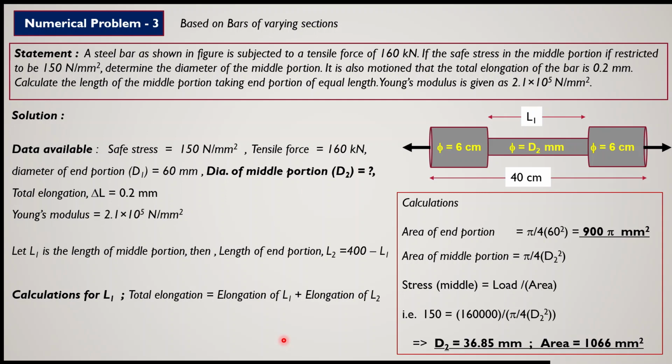So here you can use the formula of elongation, that means delta L. How to find out delta L? Basically the formula for delta L is PL upon AE. Here L1 for this portion, A1 area of cross section, L2 total length of the end portion, and its area of cross section. So easily you can calculate that L1 is coming out to be 207.14 millimeter. Total length is 400 millimeter, 40 centimeter is equal to 400 millimeter, and the middle portion is 207.14. So this was another type of problem where the section is varying and all the other information is available.